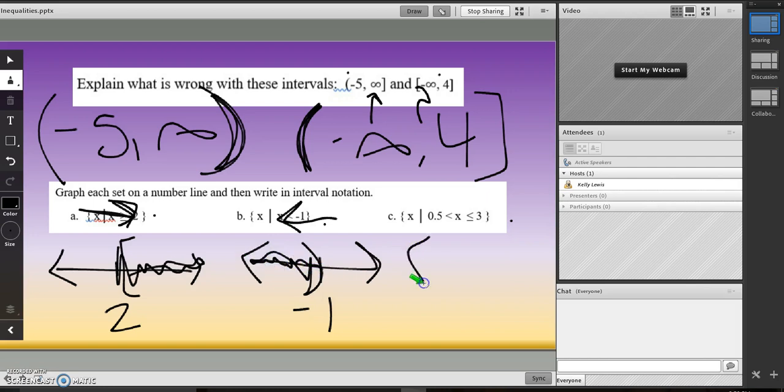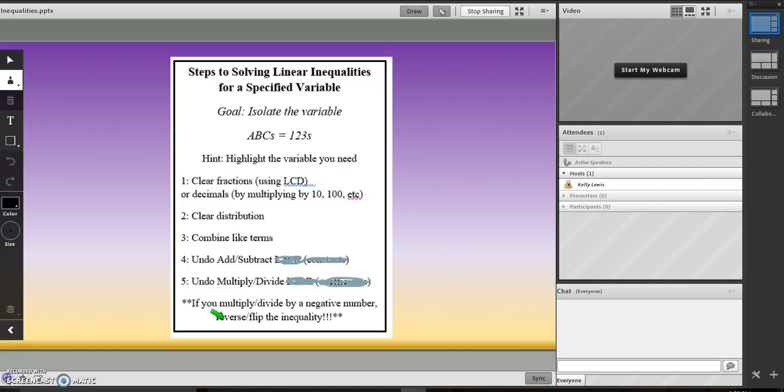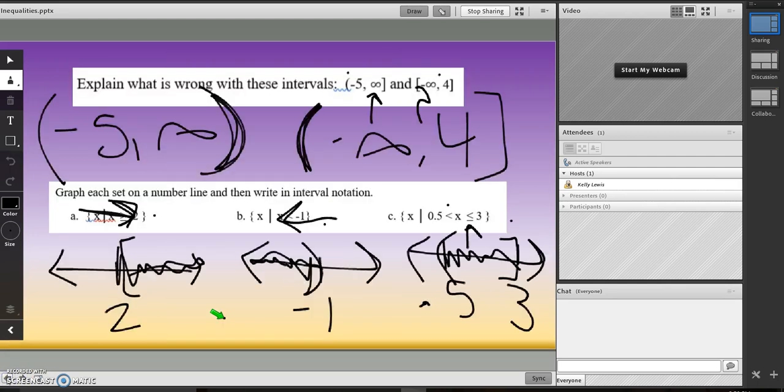Okay, here it's in between two numbers, 0.5 and 3. This is equal to, so we're going to do a bracket. This is not equal to, so we're going to do a parentheses, and we're going to shade between. All right, so it's just a review of the new notation. Okay, so I'm going to stop right there, and I'm going to solve linear inequalities in the next video.